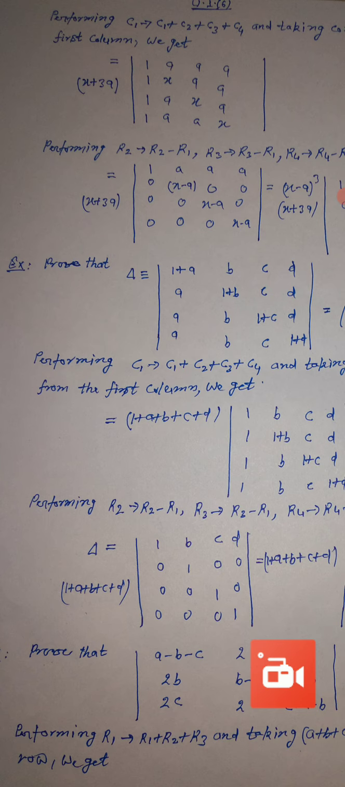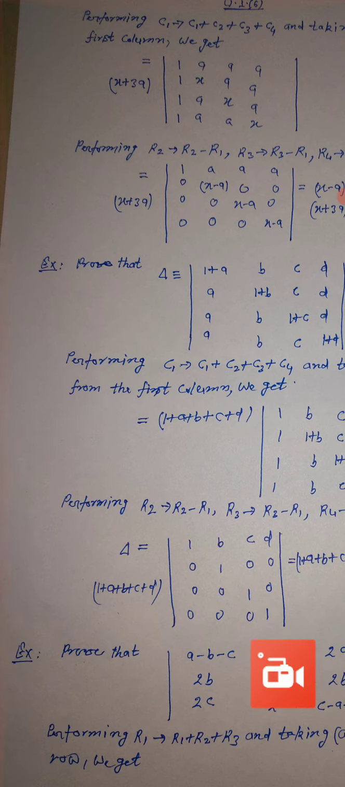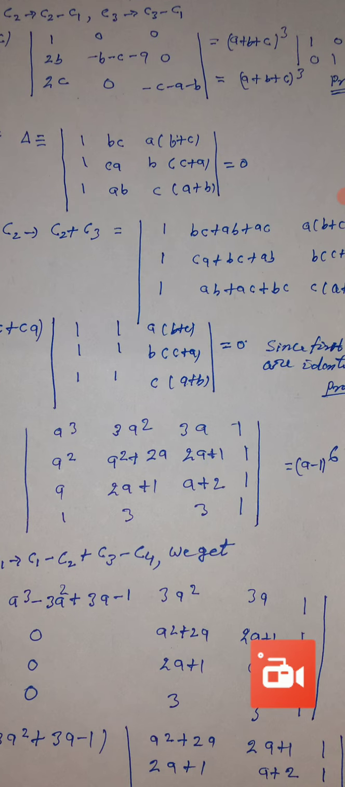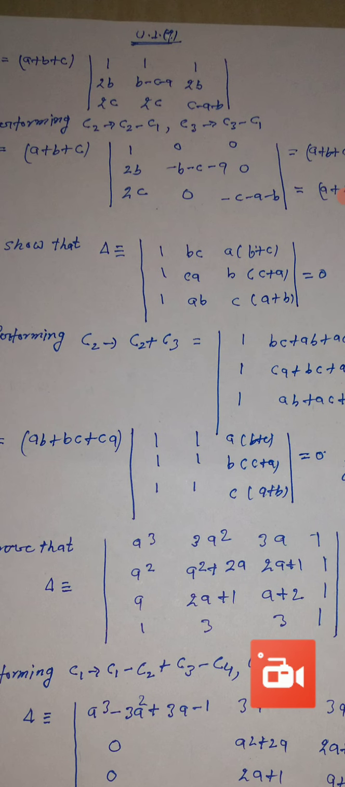R1 as R1 plus R2 plus R3 and taking A plus B plus C common from the first row, we get A plus B plus C multiplied by the determinant: first row 1 1 1, second row 2B, B minus C minus A, 2B, and third row 2C, 2C, C minus A minus B.